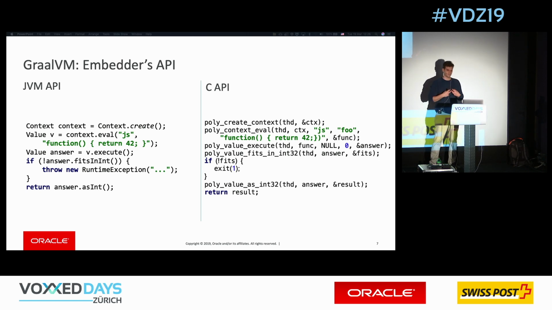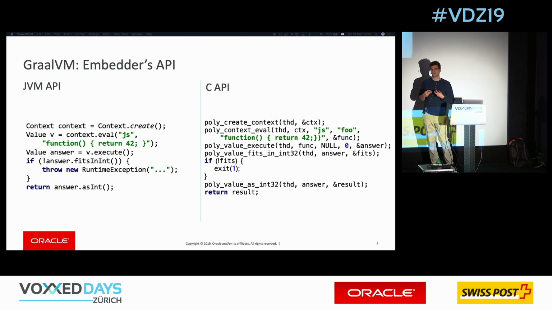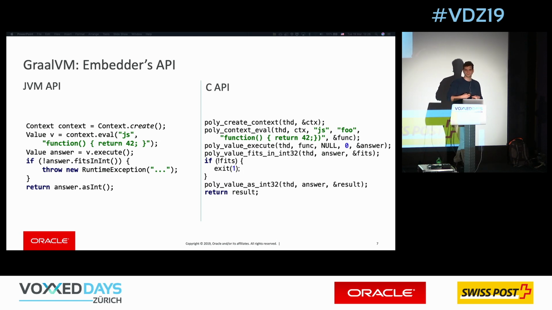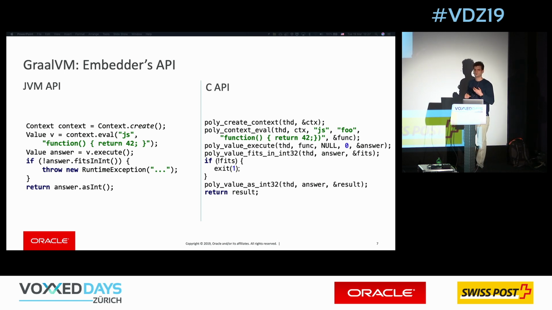This API is a bit different from what you would find in, for example, V8's API, because you don't know which language is on the other side. So you need to coerce the types properly. You ask, does it fit in int? And if it fits in int, you convert it. Through our tool native image, we provide the same API for C. So whether you have a Java processing engine such as Spark, or a C processing engine such as PostgreSQL or MySQL, you can embed Graal and run all of the languages.